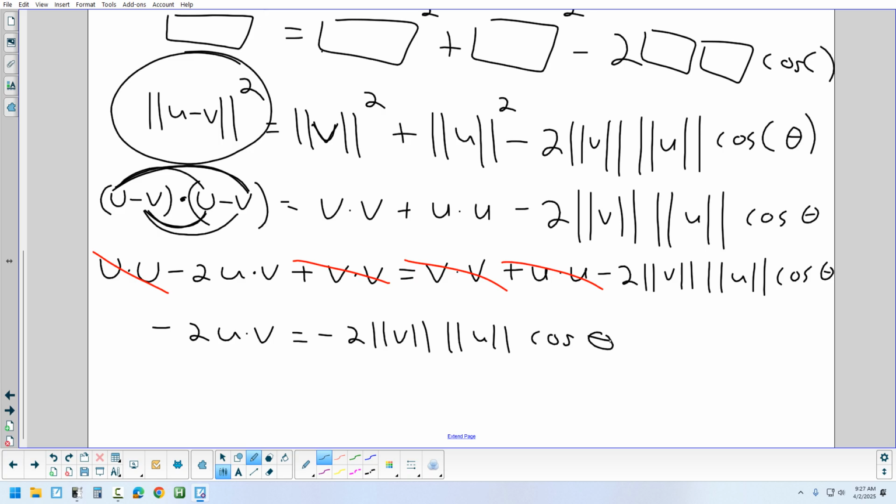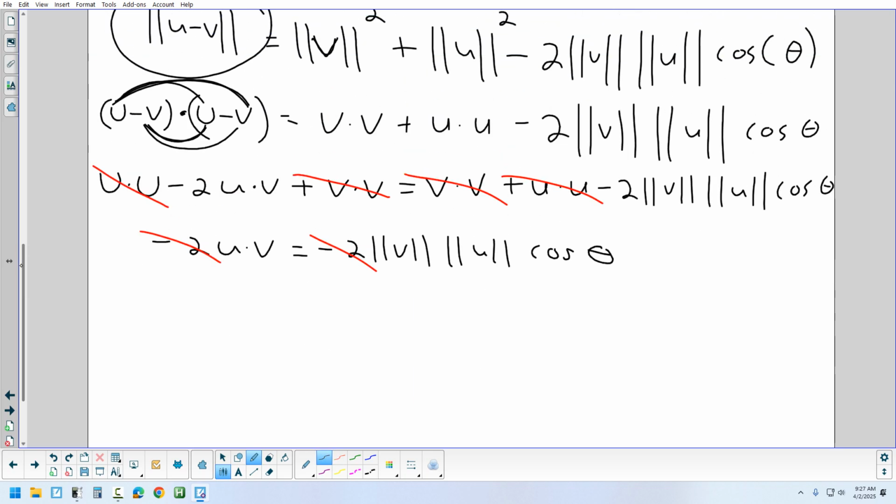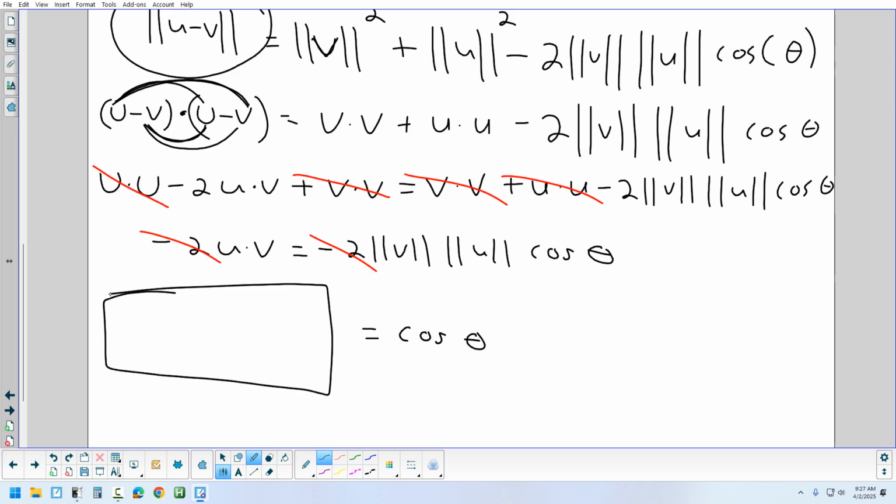All right. What could we do now? Yep, divide both sides by -2. Yeah, we can cross out that -2 from both sides. And then they usually write the formula with cosine theta alone. What would be in this box if you put the cosine by itself? Yeah. U dot v divided by magnitude v magnitude u.